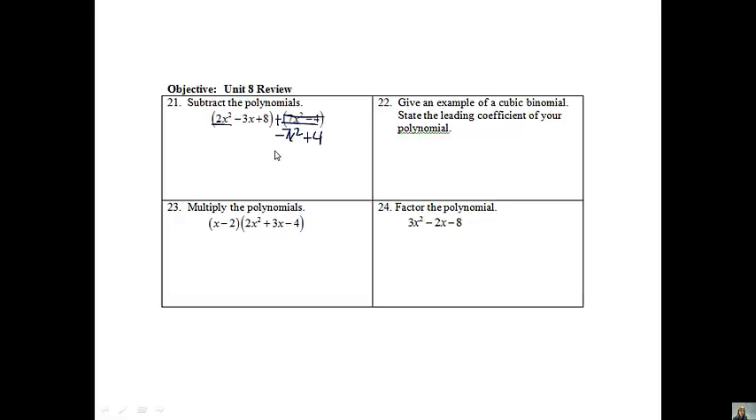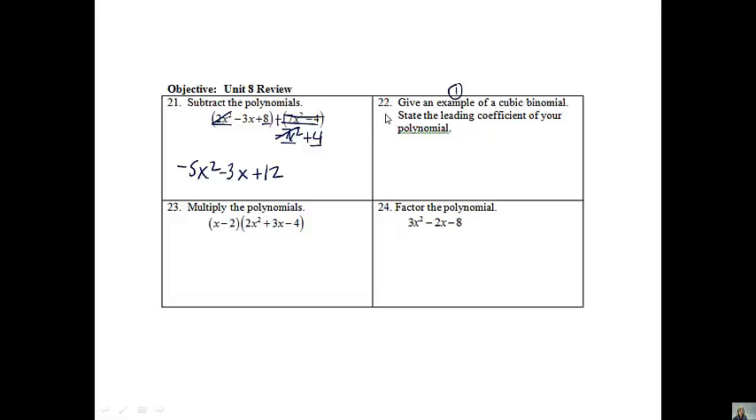Now we're going to combine like terms. If I have a 2x squared and a negative 7x squared, that's going to give me negative 5x squared. And those are gone now. There's nothing to go with the minus 3x, so we'll just bring that down. And then I have a positive 8 and a positive 4, and if I put those together, I will get a positive 12.